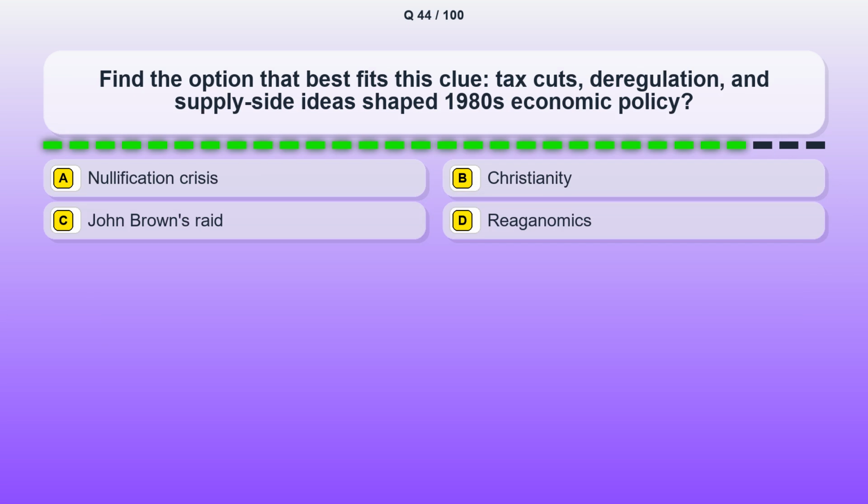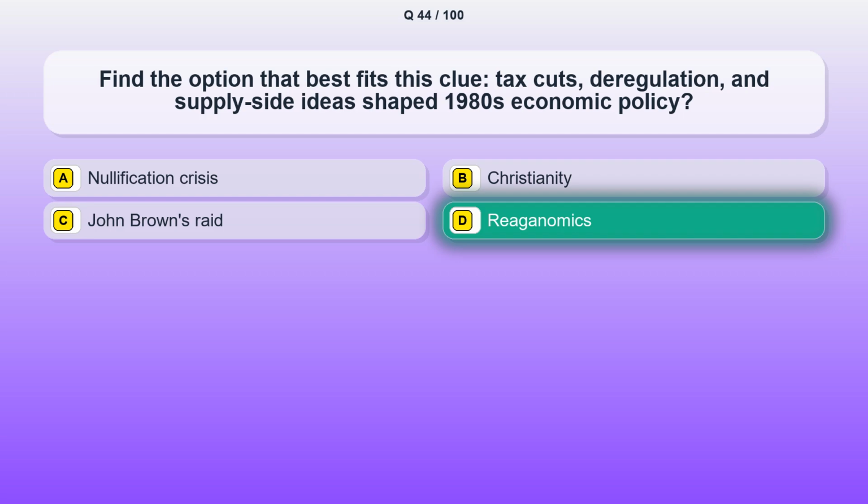Question 44. Find the option that best fits this clue. Tax cuts, deregulation, and supply-side ideas shaped 1980s economic policy. Option A, nullification crisis. Option B, Christianity. Option C, John Brown's raid. Option D, Reaganomics.